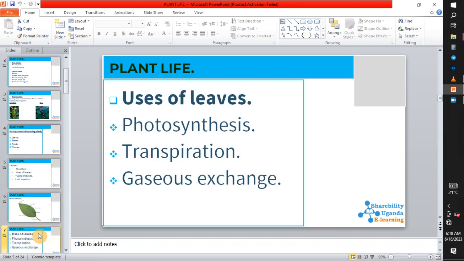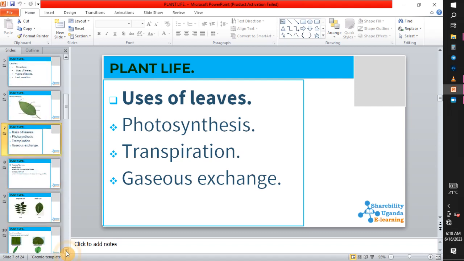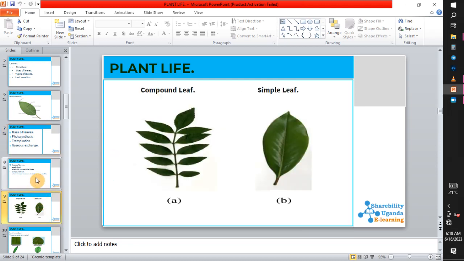Uses of leaves on a plant. Leaves help the plant to carry out photosynthesis. I hope you know what photosynthesis is. The leaves also help the plant to carry out transpiration and also help the plant in gaseous exchange. Those are the main importances of a leaf to a plant.